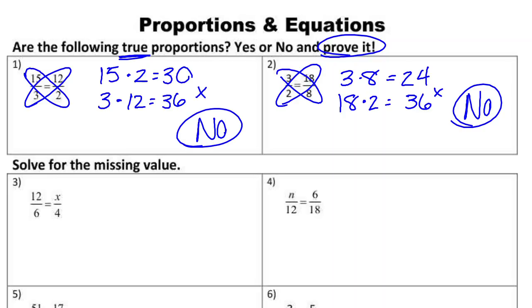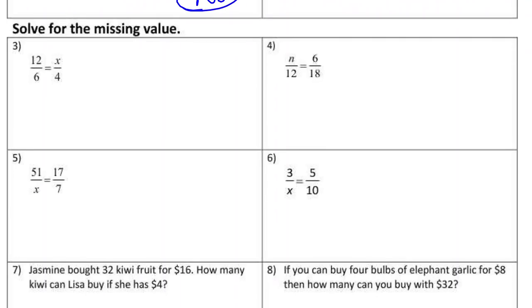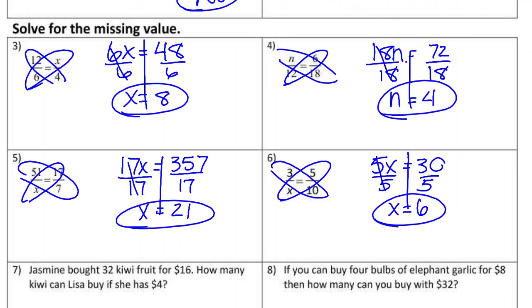And here's your answers for 1 and 2. They both are not proportional. They're not true proportions. So what I would like you to do now is do 3, 4, 5, and 6. When you're ready, unpause the video, and then you can check your work for those. And here is the work and answers for number 3, 4, 5, and 6.